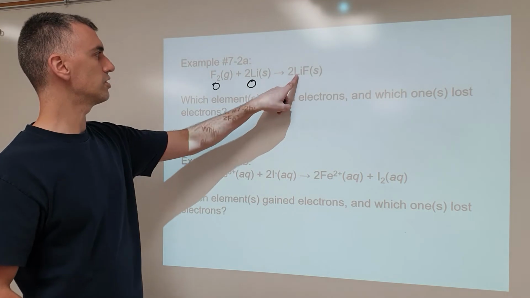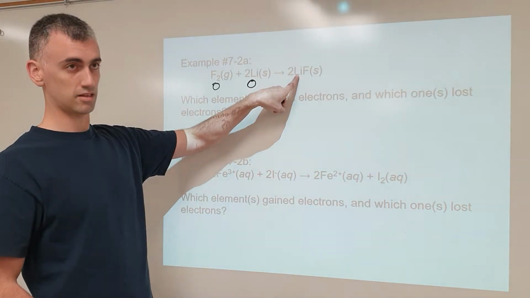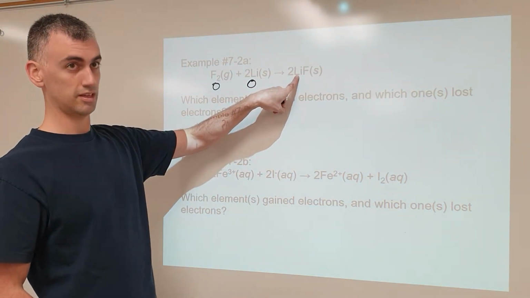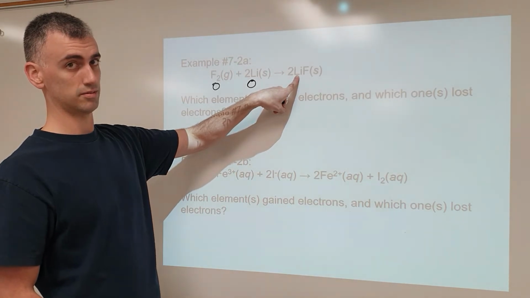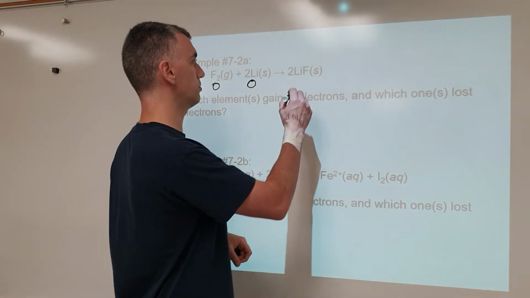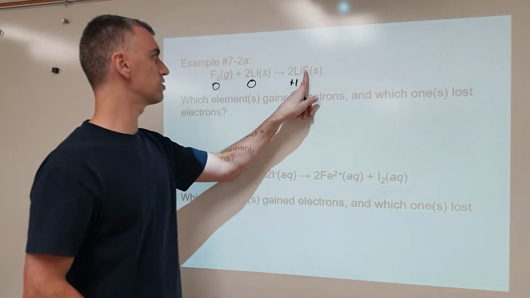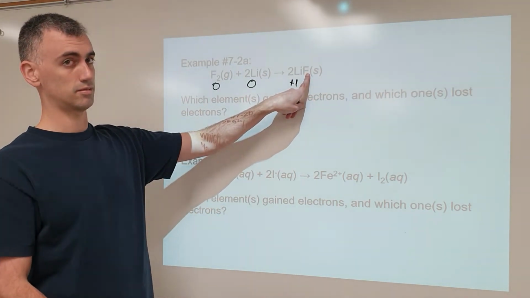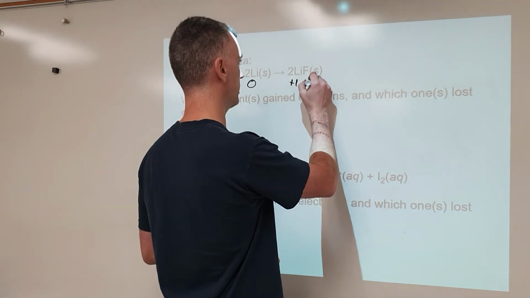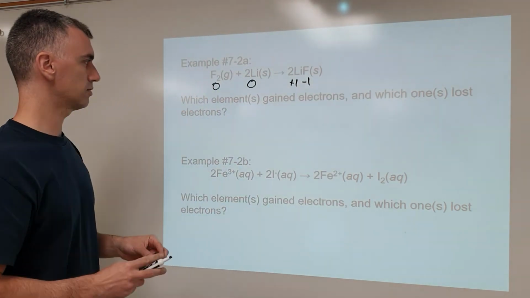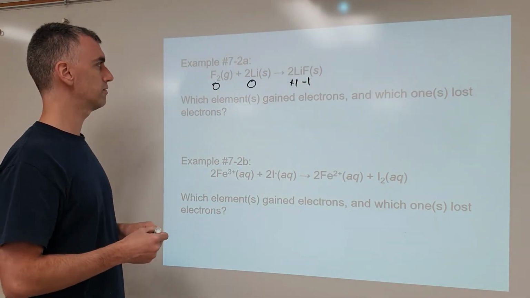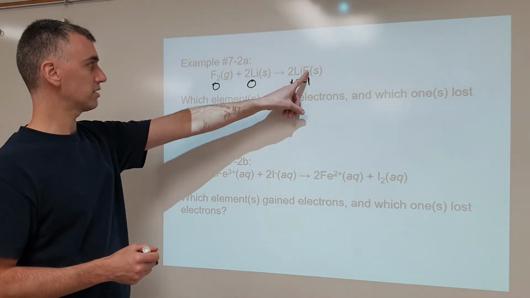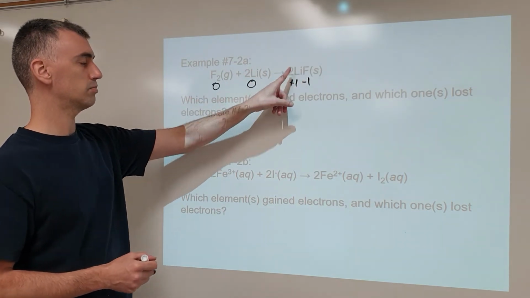What is the charge of lithium in this compound? Hint, look at your periodic table. Hopefully you put +1. What's the charge of fluoride ion? Hint, look at your periodic table. Hopefully you said -1. So again, fluorine went from 0 to -1, lithium went from 0 to +1.